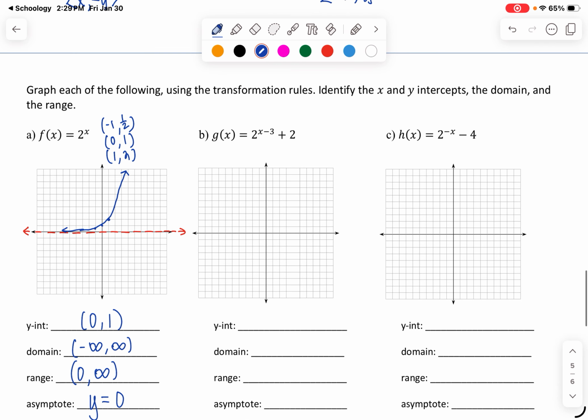So these next two, if you look at them, they also have a base of 2, and then it's to the x power, but then there's transformations done. So what we're going to do is write a rule. We're just going to transform them and then graph it using that.